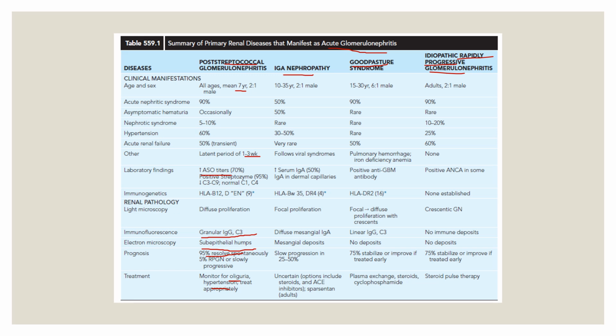IgA nephropathy. Now there are two terms you have to understand and differentiate. There is IgA nephropathy and IgA vasculitis. It is almost similar because there is IgA deposition. Okay, IgA in the dermal capillaries, and the immunofluorescence also shows diffuse mesangial IgA deposition, and there are mesangial deposits in this. But the difference between vasculitis and IgA nephropathy is that IgA nephropathy is limited to the kidneys, but IgA vasculitis is a more general phenomenon.